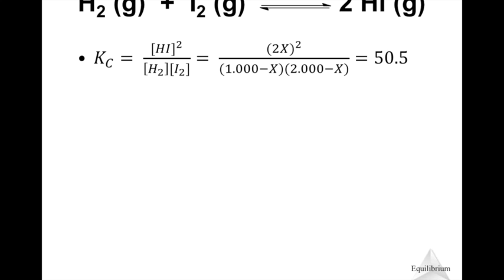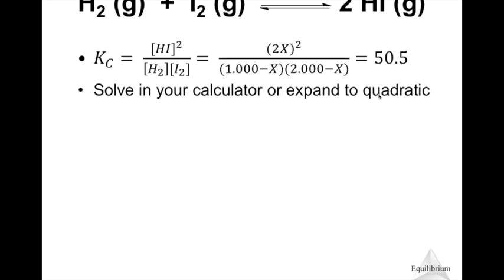So here's our equation, here's our equilibrium expression, Kc equals concentration of HI squared over H2 times I2. And so just plug everything in that we have. Concentration of HI at equilibrium is 2x. We're going to square that. 1 minus x, 2 minus x equals 50.5. So if you've got a calculator that can do this, you can just plug this into your calculator and solve it, which is nice. But if you don't, you're going to have to expand to do the quadratic equation on this guy.